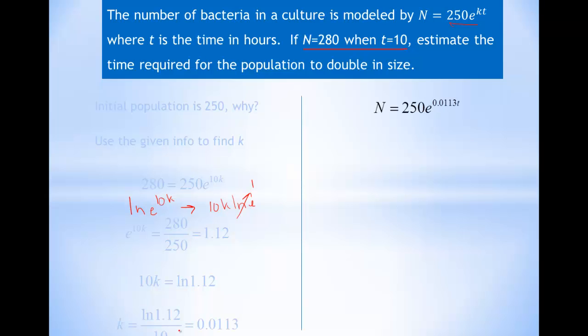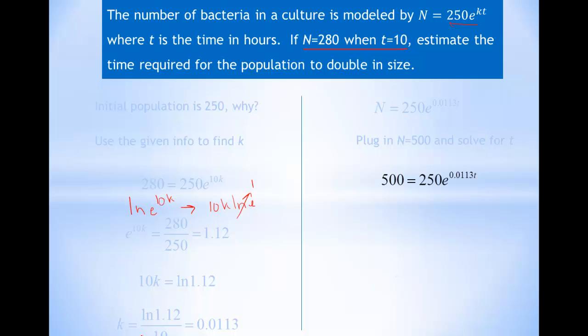And so my equation for the number of bacteria is going to be 250 e to the 0.0113 t. Okay, so this allowed me to find the value of k. Now I want to know how much time it's going to take for the population to double. So to get the population to double, I'm talking about n is equal to 500 because I started out at 250. If I plug that 500 in, I'm going to solve the same steps that I did over here, except now I'm looking for t.